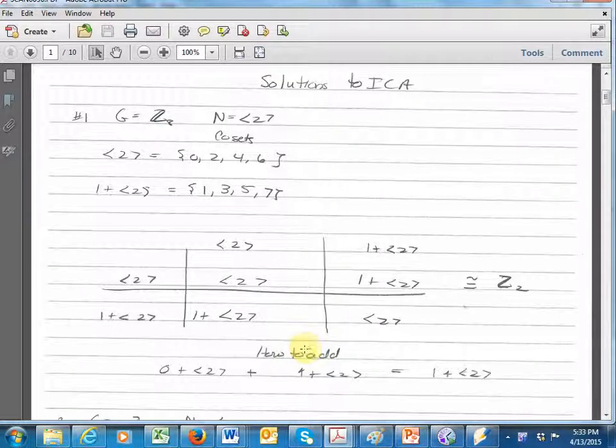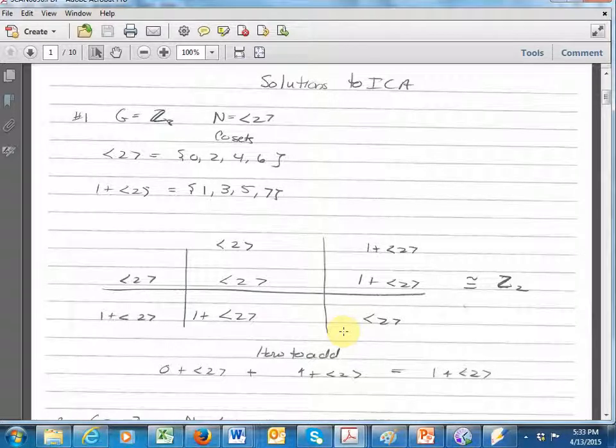And I did all the computations so you can see them. What does 1 plus 2 mean? It's 1, 3, 5, 7, and so forth. And you end up with only 2 cosets, because there are redundancies if you continue on.